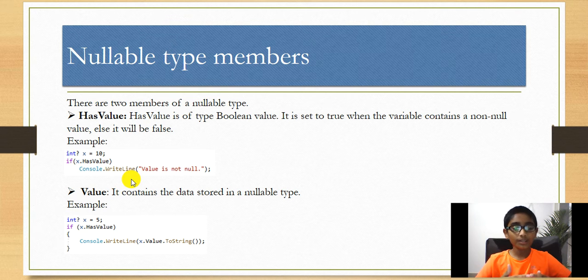So basically, Value contains the data stored in a nullable type. For example, here I'm declaring a nullable integer variable x and assigning that the value of 5. After that, by using an if statement, I'm checking if x has value. And if it has value, I'm writing on the console x.Value. So what this means is that it prints on the console the value of x. So the value of x, that is 5, will be printed on the console.